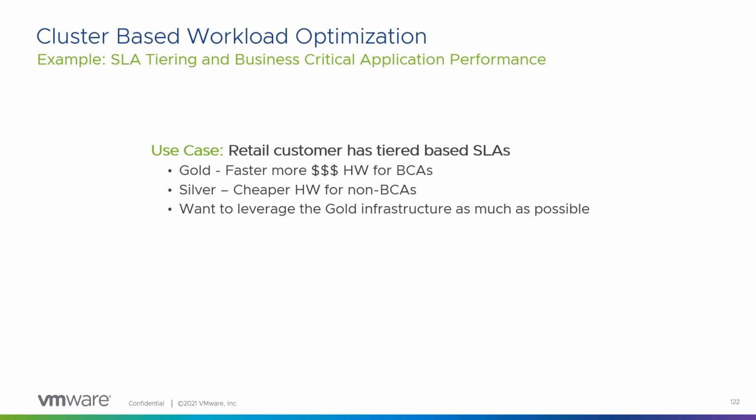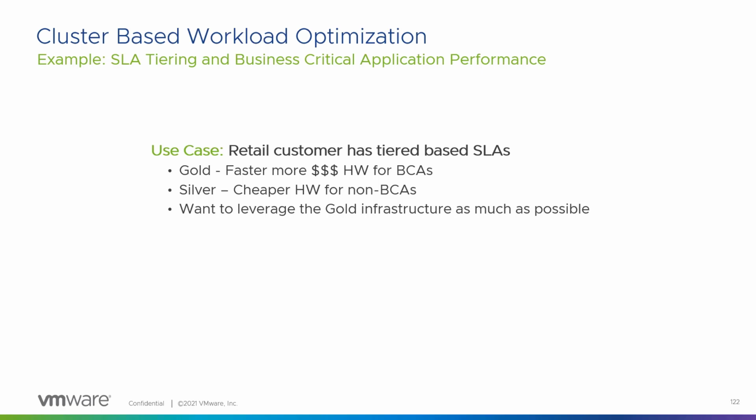Now, this is it. Anything else you get from this first section or the first few sections, this is the big one, right? So let's understand that. So let's talk about an example. A customer is setting up SLA tiering for their business critical applications, trying to drive the best possible performance.